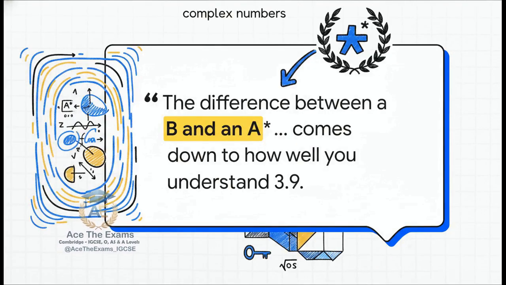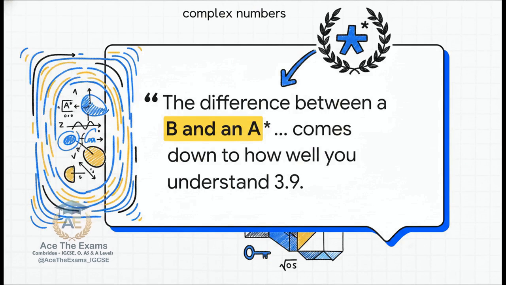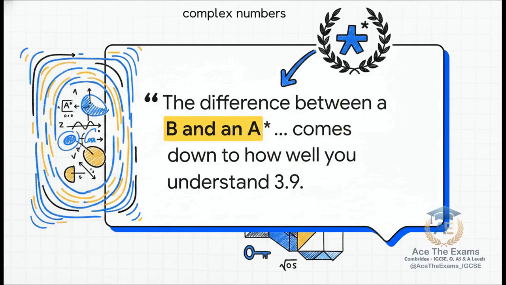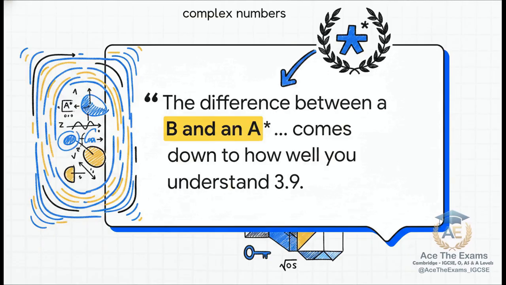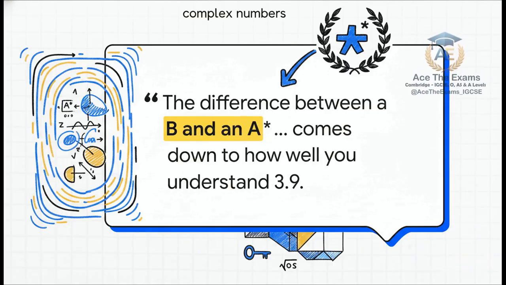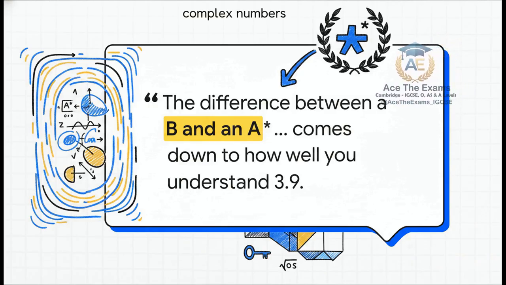I want you to look at this insider insight straight from the senior examiner's playbook. They explicitly state the difference between a B and an A star often comes down to how well you understand 3.9 complex numbers. This isn't just some minor subtopic to gloss over, guys. This is the literal firewall between average performance and true A star mastery. Master the modulus, the argument, and the conjugate, and you essentially give yourself root access to top-tier grades.